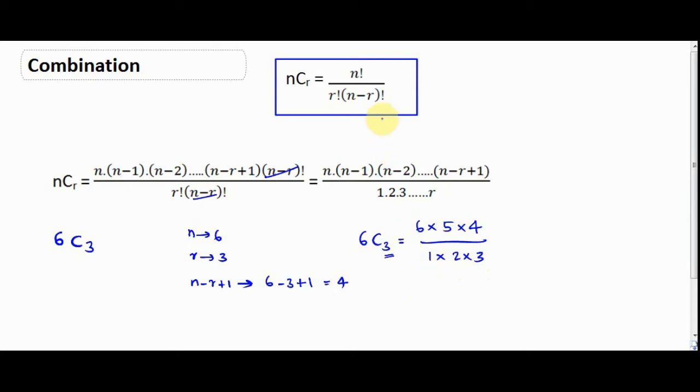We won't be using this factorial expression. It is easier and time saving if we go for this alternate equation. Now if we calculate this, we will get the value. 2 into 3 is 6, so that 6 and this 6 can be cancelled. Now remaining are 5 into 4, so value is 20.